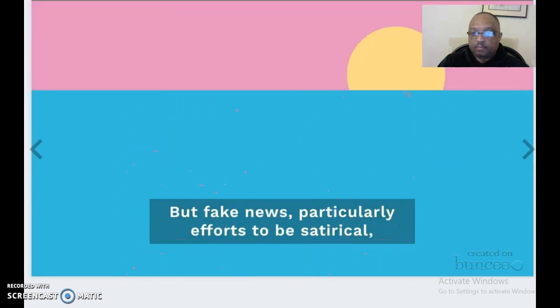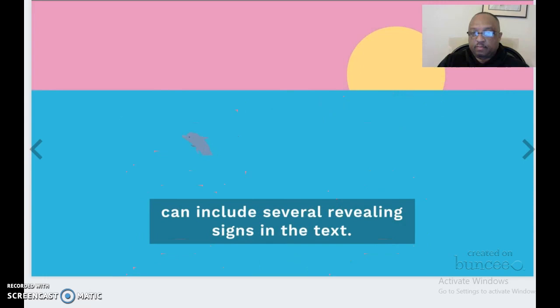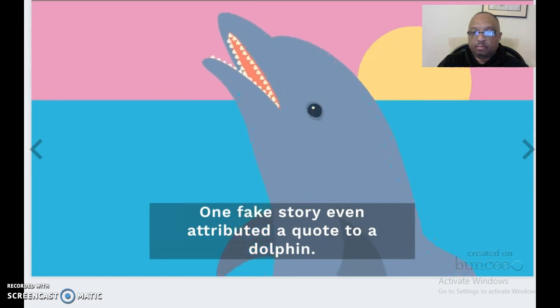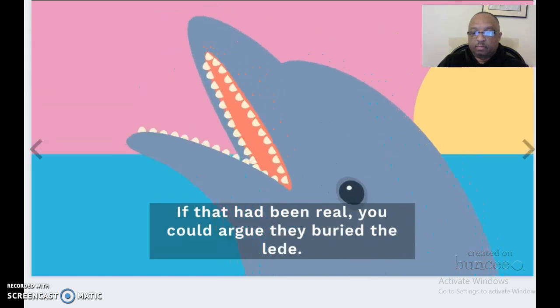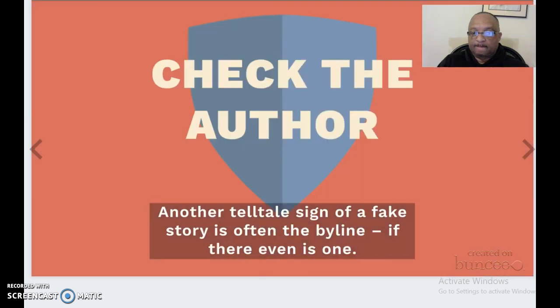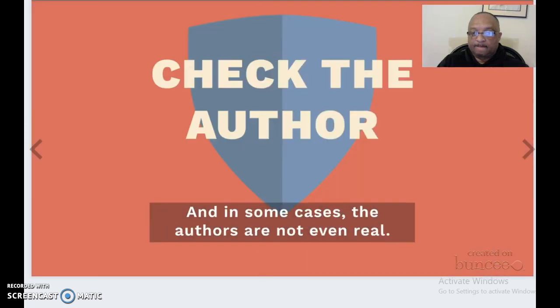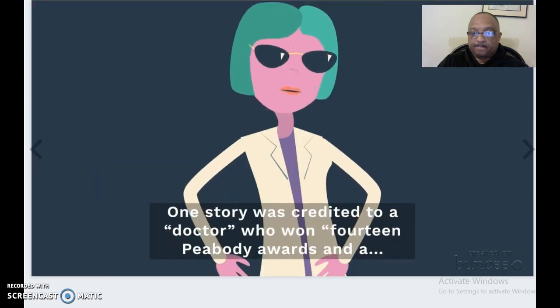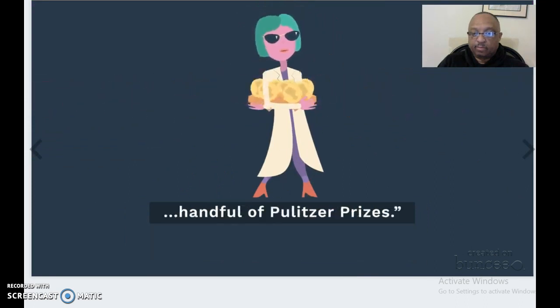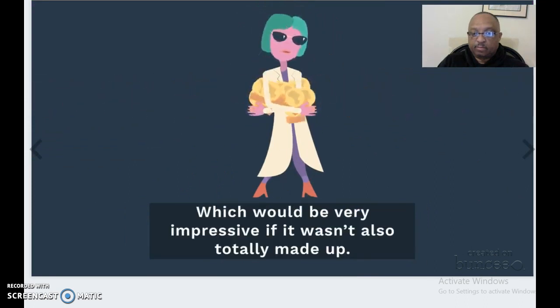But fake news, particularly efforts to be satirical, can include several revealing signs in the text. One fake story even attributed a quote to a dolphin. If that had been real, you could argue they buried the lead. Another telltale sign of a fake story is often the byline, if there even is one. And in some cases, the authors are not even real. One story was credited to a doctor who won 14 Peabody Awards and a handful of Pulitzer Prizes, which would be very impressive if it wasn't also totally made up.